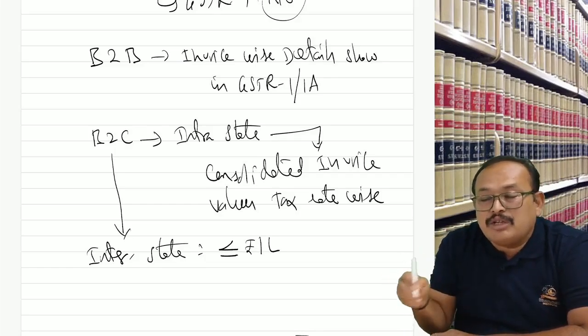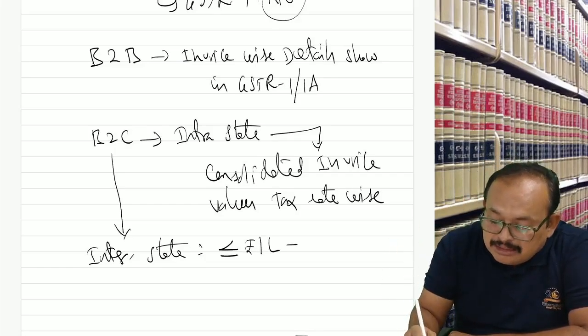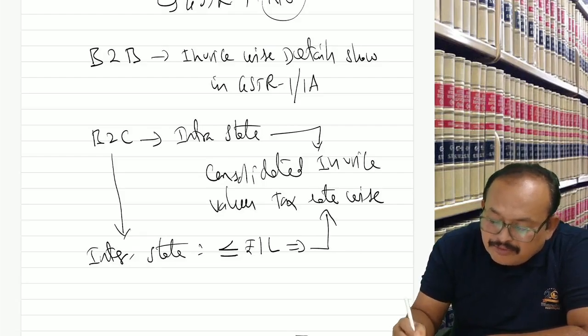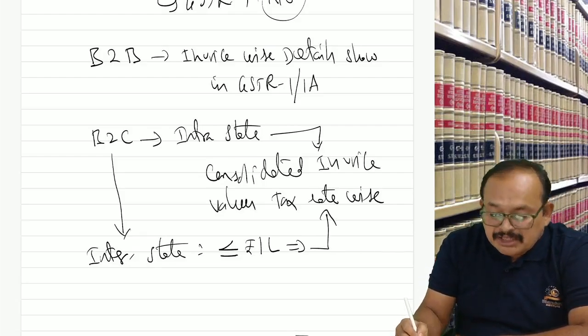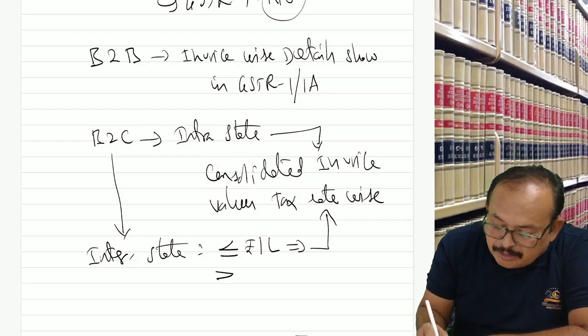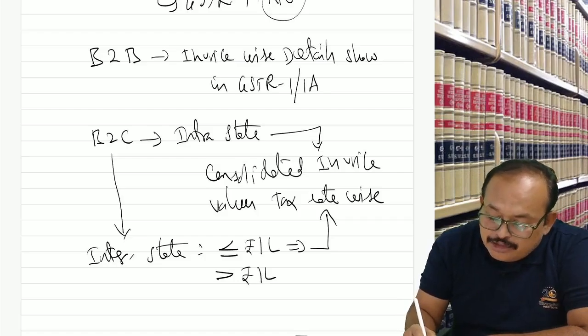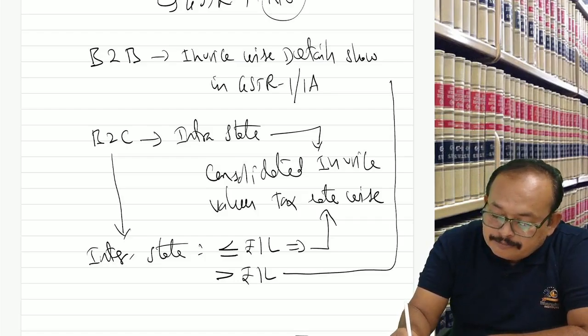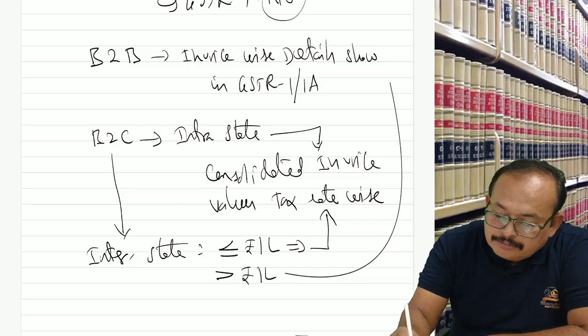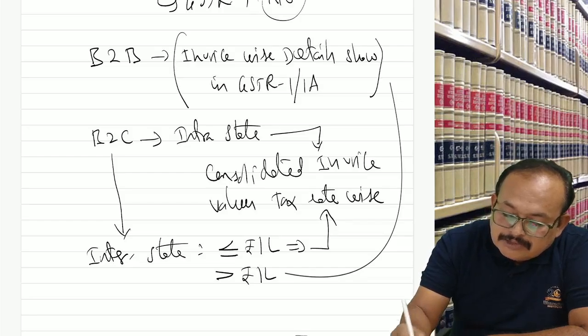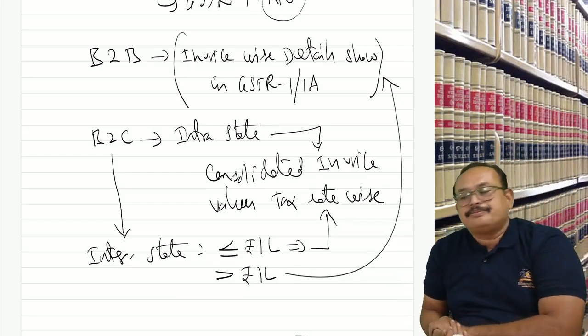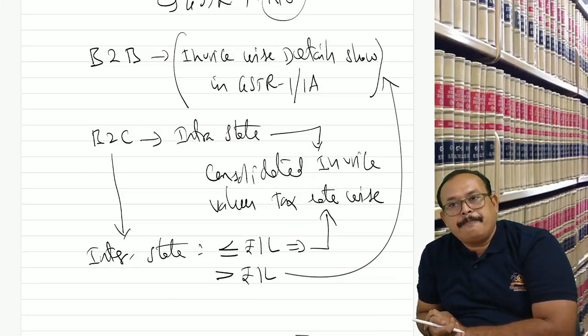These invoice values less than or equal to 1 lakh, then show what? A consolidated value of invoice tax rate wise. If it is more than rupees 1 lakh invoice value, then it should be shown invoice wise. Got the clarity? Any difficulty?